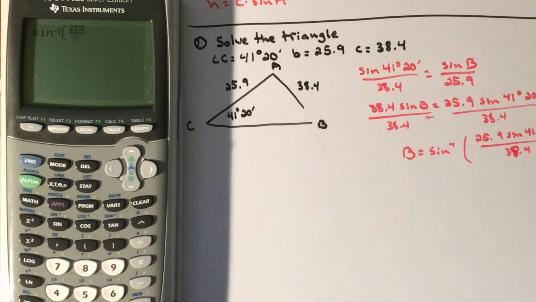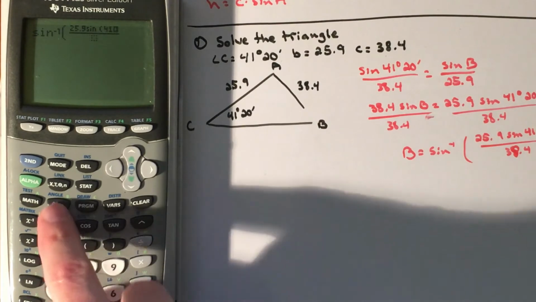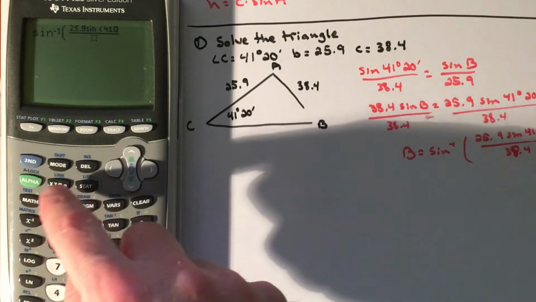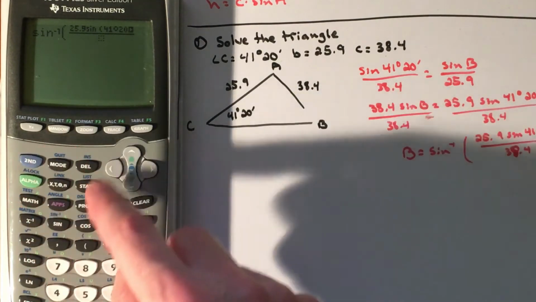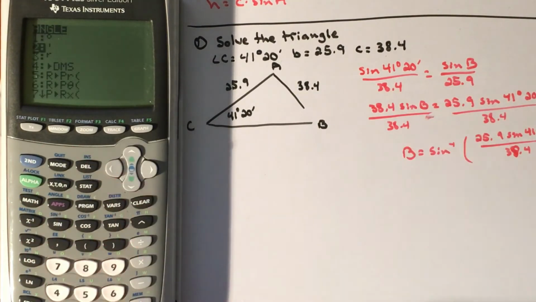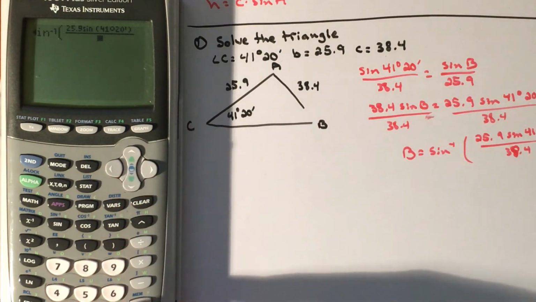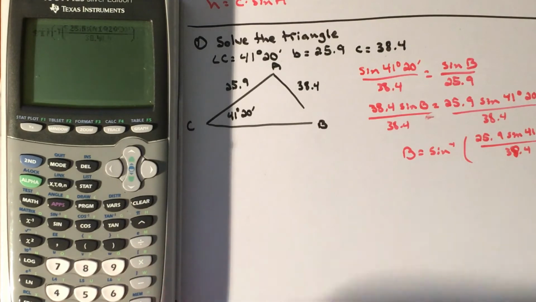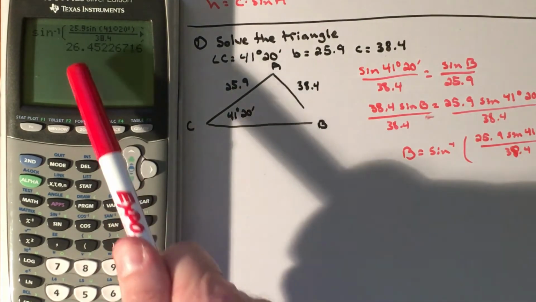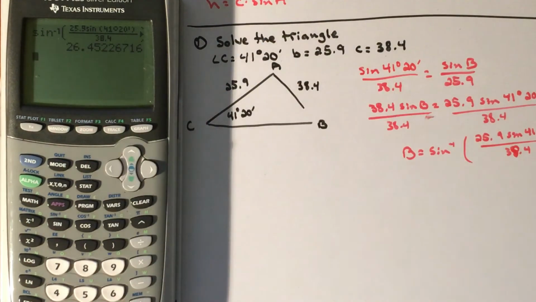We're going to do 25.9 sine of 41, and then degrees is right above app is angle, so degrees, 20 minutes, and minutes is the second one down. I can close that, go into the denominator, divided by 38.4. Close that. Now the problem is it's going to give us 26, but since this thing started in degrees and minutes, we're going to need to convert that into degrees and minutes.